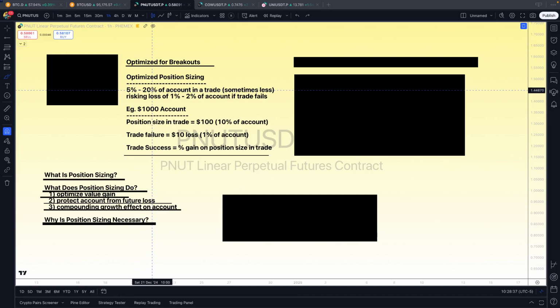Sometimes I've even gone bigger than 20%. But you will oftentimes get at least 5% of your account, going up to 20% of your account in a trade, and you'd still stay within the threshold. And this is key. This is key.